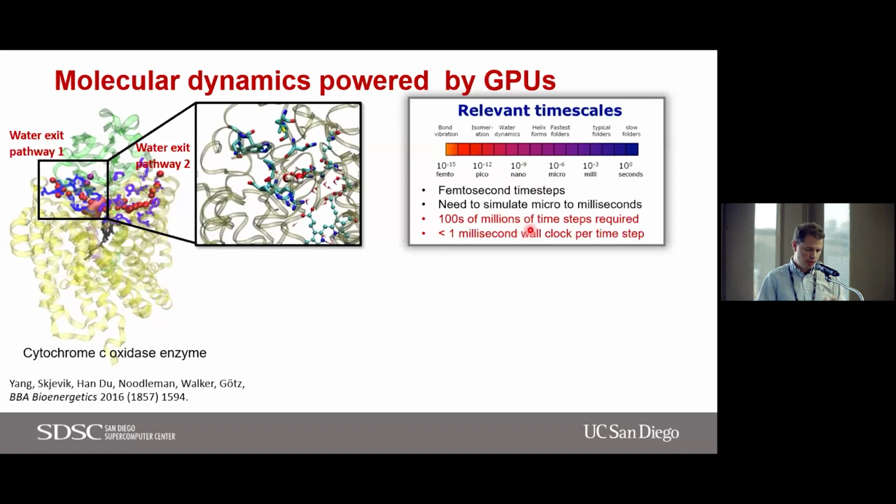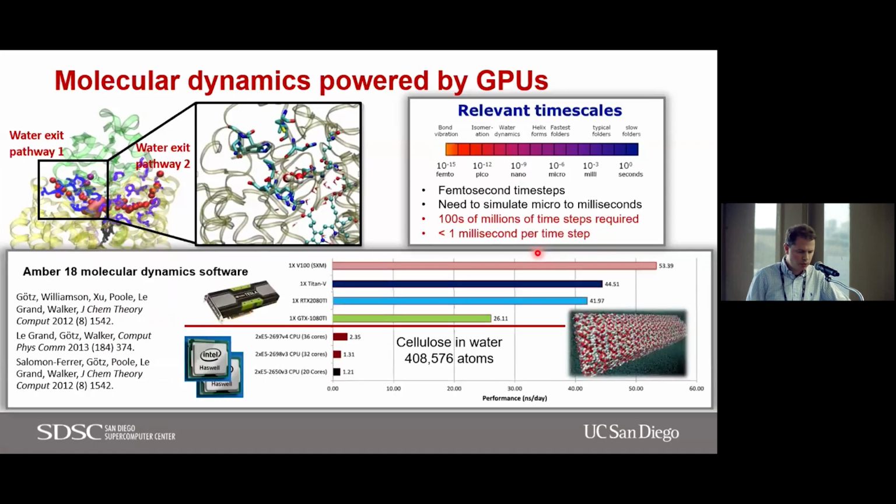And this means we need hundreds of millions of time steps. Or we need less than a millisecond of wall clock per time step. So all those interactions between hundreds of thousands and millions of atoms need to be happening in a millisecond for any of this to be really practically useful. And if you do this right, you can get very high performance on GPUs.